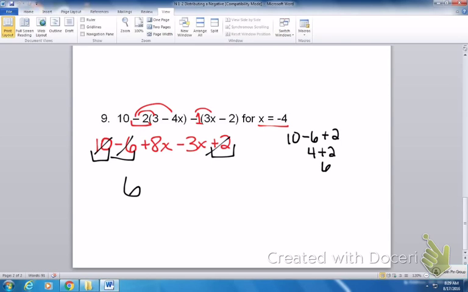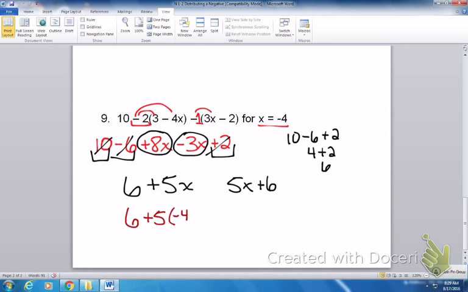Now, you could have done your x's first if you wanted to. I'm going to do 8x minus 3x. Well, 8 minus 3 is 5, so plus 5x. So now we simplified. All we have to do is plug in our x equals negative 4. And guys, I'm going to rewrite it this way, 5x plus 6. Either way is correct. So let's plug that in here and be done. So I'm going to plug it into this one. I have 6 plus 5 in parentheses times negative 4. That's really 6 minus 20, which is equal to negative 14.